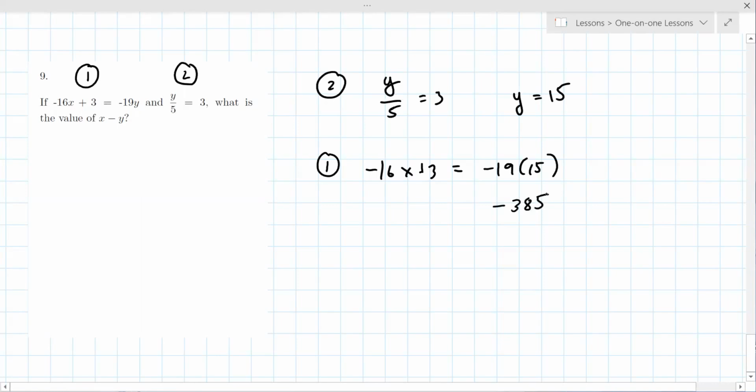And you go to negative 16x, and then minus 3, so it's negative 388. So 16 goes into that 2 times, 668.